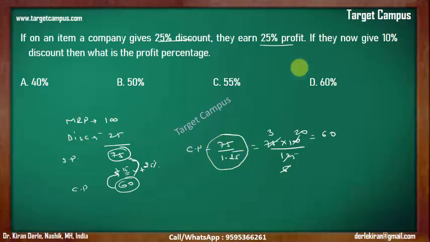So now what is asked? If they now give 10% discount, then what is the profit percent? Now we know the cost price is 60, but if the company gives only 10% discount on MRP, the company must be selling for 90 rupees. If 60 rupees cost price is sold at 90 rupees, the profit earned will be 30, and this is half of cost price, that is 50%. So profit would be 50% in that case.